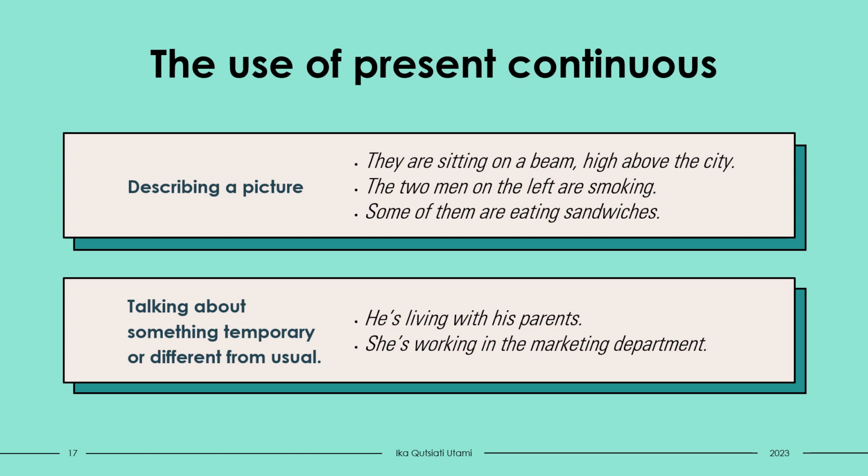If you say she works in the marketing department, you mean that this is her permanent job. But if you say she's working in the marketing department, you mean that she normally works somewhere else. She's just working in the marketing department temporarily. Okay, those are several uses of the present continuous.